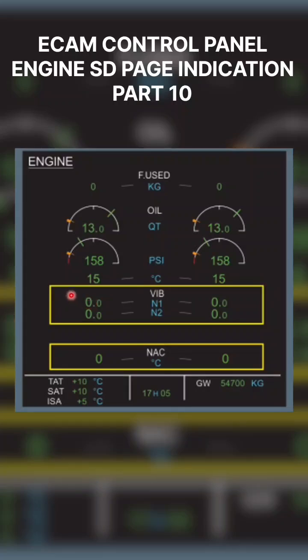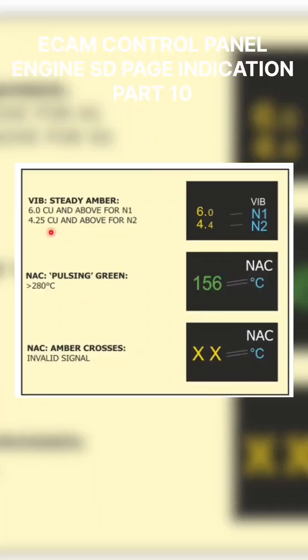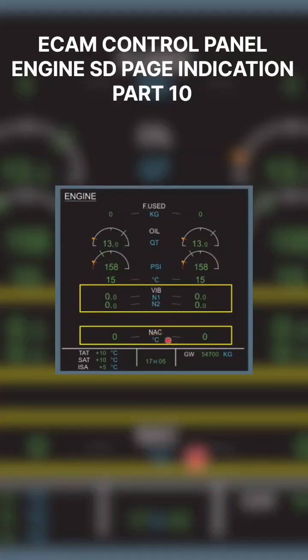N1 N2 vibration, steady amber whenever the vibration value exceeds 6.0 cockpit units for N1 and 4.25 cockpit units for N2. So there is a limitation, you will get steady amber whenever the value exceeds 6 cockpit units for N1 and 4.25 for N2. So you will get both indications, N1 and N2. So this is the limitation, and the amber display will also give you the vibration. Here I have already mentioned, you can see like this you will get for N1, like this you will get for N2 if the limitation is exceeded.